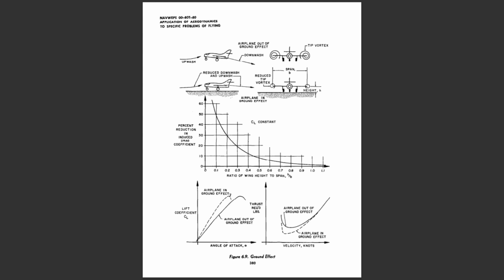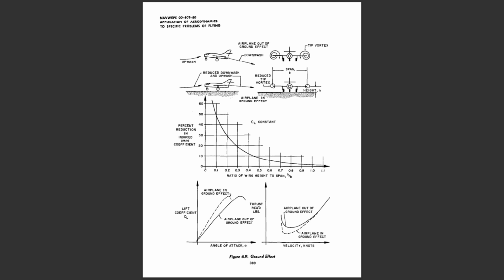plane. Figure 6.9 illustrates one of the direct results of ground effect by the variation of induced drag coefficient with wing height above the ground plane for a representative unswept wing at constant lift coefficient. Notice that the wing must be quite close to the ground for a noticeable reduction in induced drag. When the wing is at a height equal to the span, h over b equals 1.0, the reduction in induced drag is only 1.4%.